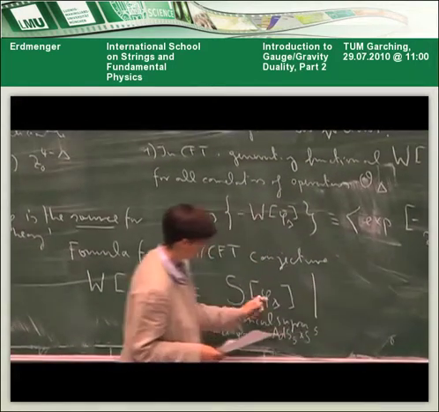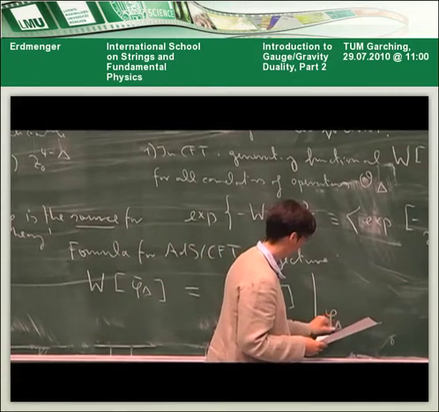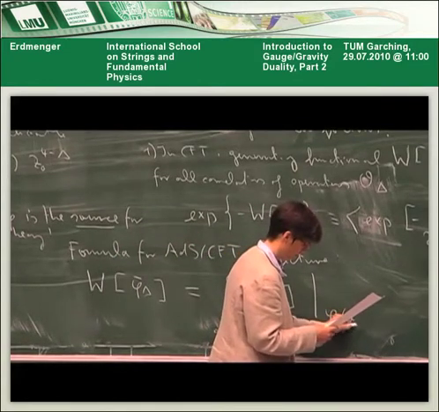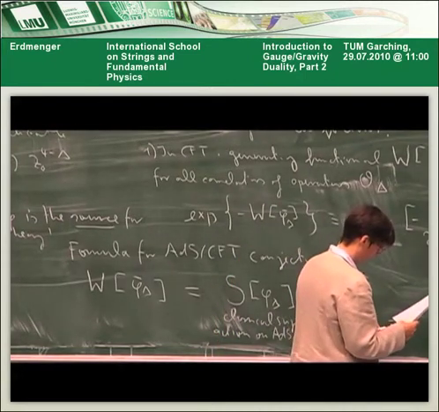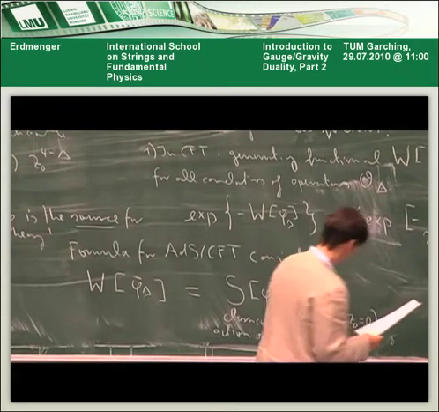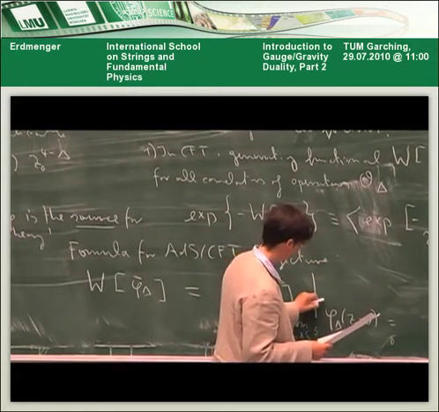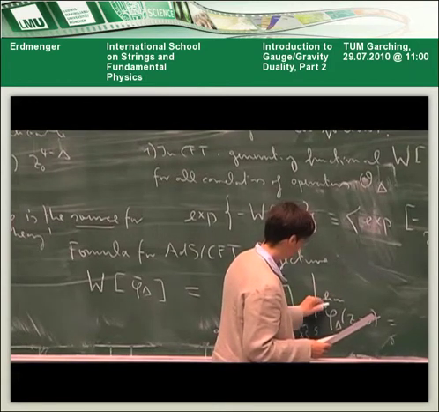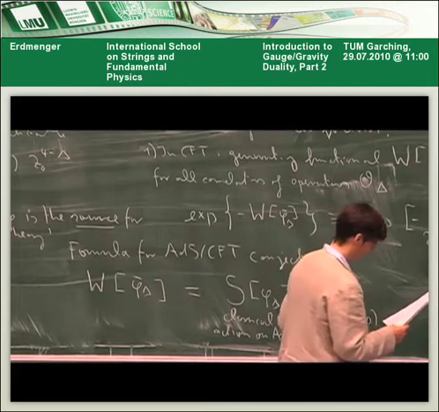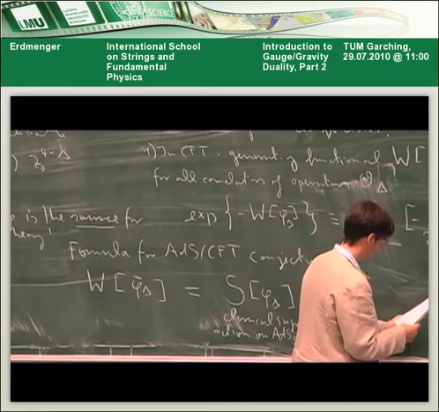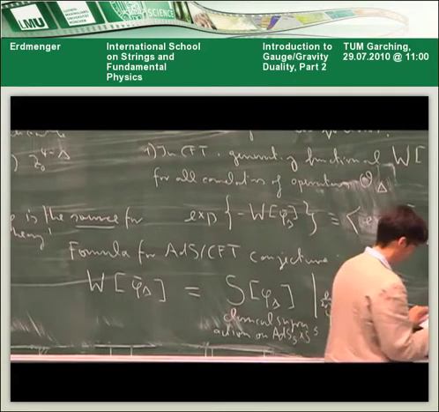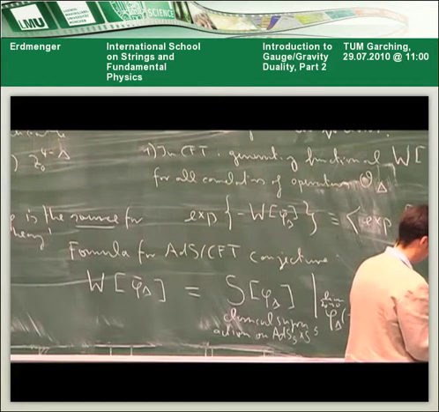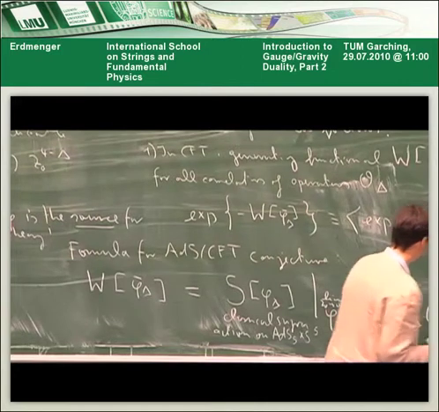But then you have to identify the boundary values. I have to write this a little more carefully because there's a limit z naught going to zero, and so here we have then the source phi times z naught to the 4 minus delta. I think this is correct.